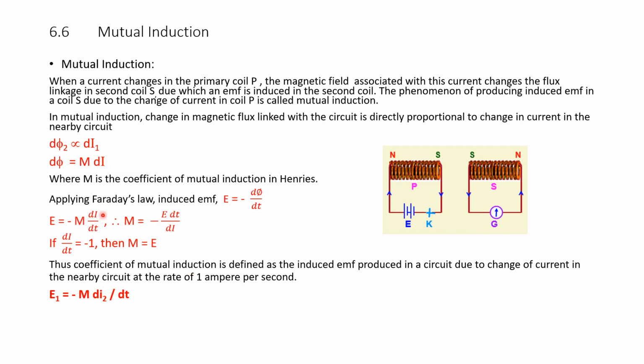Therefore, we can write again using this equation, E2 is the induced EMF in the secondary coil, so it is due to I1 in the primary. Please note, E2 equals minus M dI1 by dt, where I1 is the current in the primary. Similarly, E1 is equal to minus M dI2 by dt, where I2 is the current in the secondary. M is the mutual inductance for the coil arrangement.